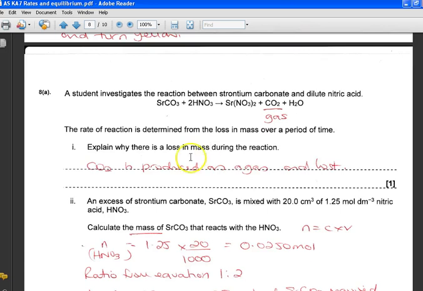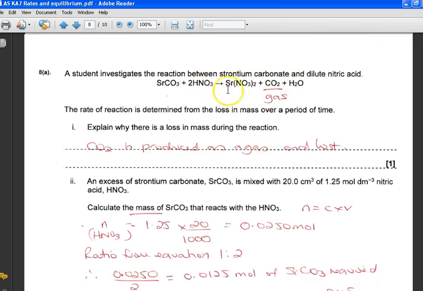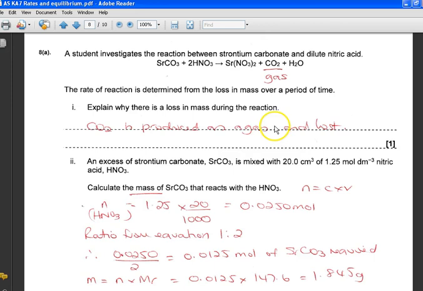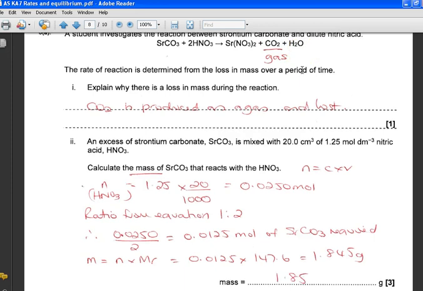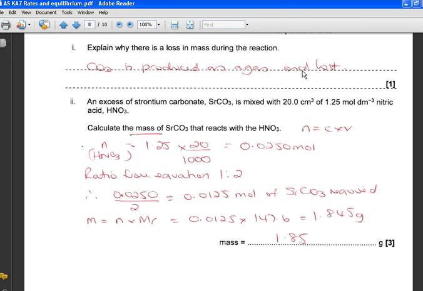Okay, so we're given an equation here. This is not an equilibrium. This is a rates question, obviously. We're asked why mass is lost during the reaction, and obviously if a gas is being produced then that will be escaping, and that will mean that mass is lost.